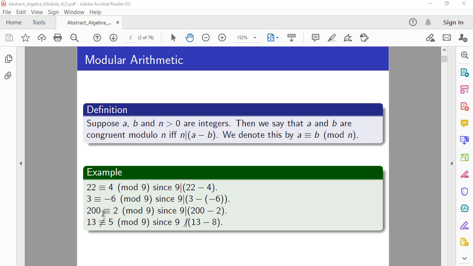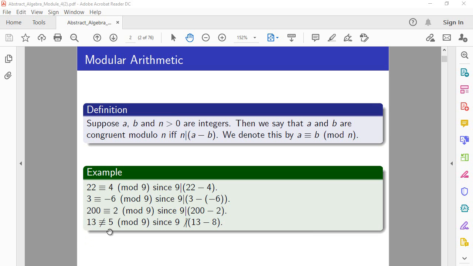Is 200 congruent to 2 mod n? Well, 200 minus 2, that's going to be 198, and 198 is divisible by 9. So we see that 200 is congruent to 2 mod n.